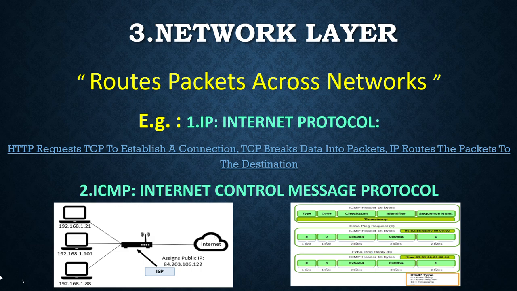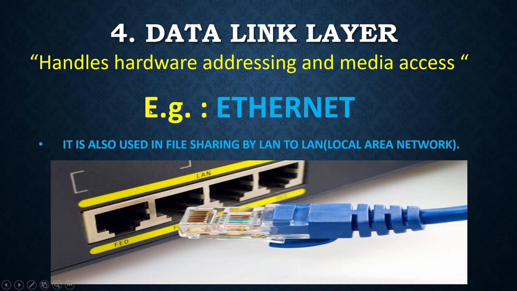Our next topic is the data link layer. The data link layer handles hardware addressing and media access. In this data link layer, it accesses the media, that means photos or videos or files, anything. It is used for hardware addressing and media access. Example: Ethernet. We already know this Ethernet.